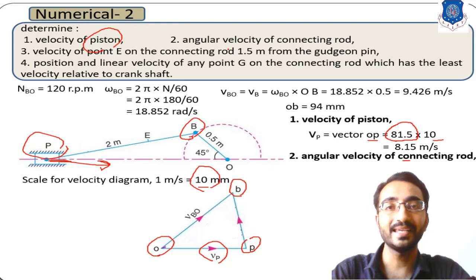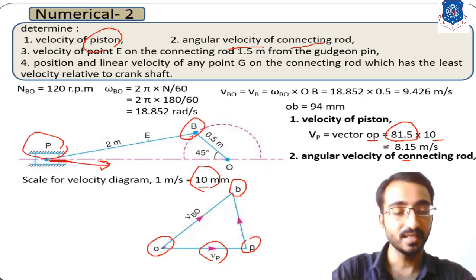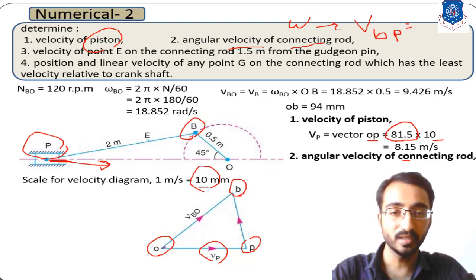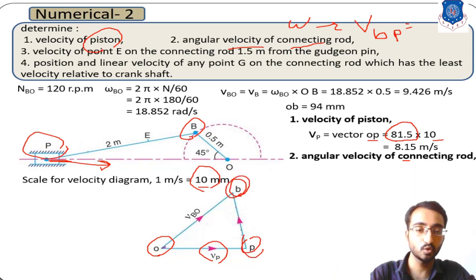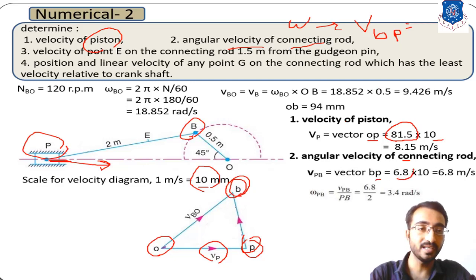Okay, now second data, that is angular velocity of connecting rod. How you will calculate the angular velocity? So now to calculate angular velocity omega, what we have to calculate first? We have to first calculate linear velocity of connecting rod, and linear velocity of connecting rod we can say velocity Vp or we can say Vpb. Okay, so over here if you consider velocity of B with reference to P, then Vbp will be the length of Vbp, and that is equal to 6.8 into your scale, that is 10. So that's why it is 6.8 meter per second.